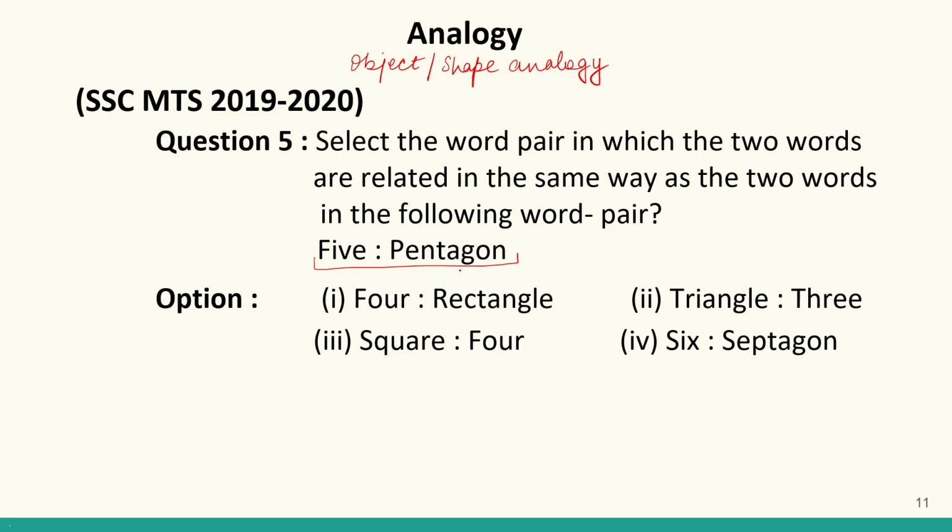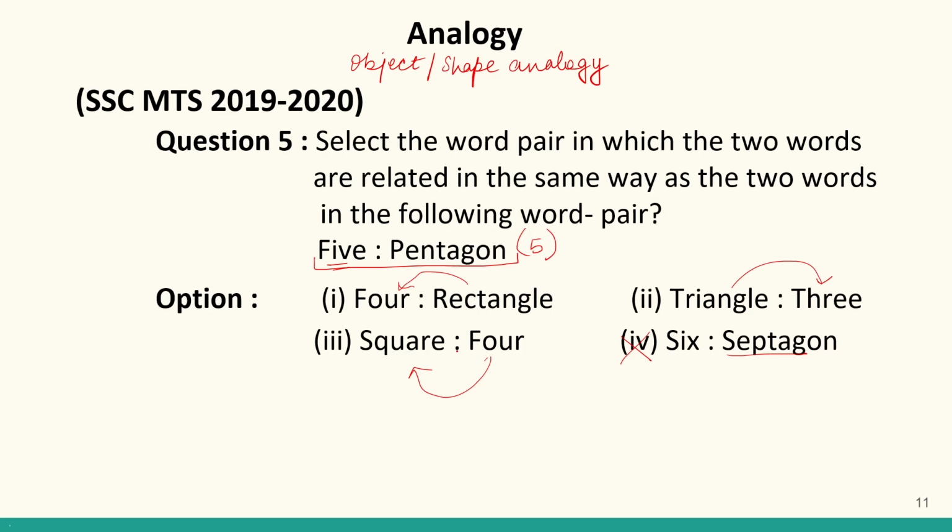So in object and shape analogy, we studied a concept of the number of sides and what is the corresponding figure called. So I can see that a pentagon has how many sides? 5, which is written over here, right? Similarly, a septagon. How many sides does a septagon have? First of all, it should be heptagon. Septagon is not a word. So I can clearly eliminate this option. Then triangle has 3 sides and rectangle has 4 sides and square also has 4 sides.